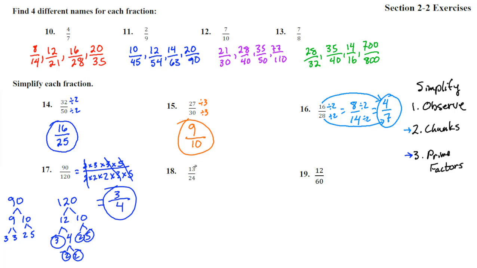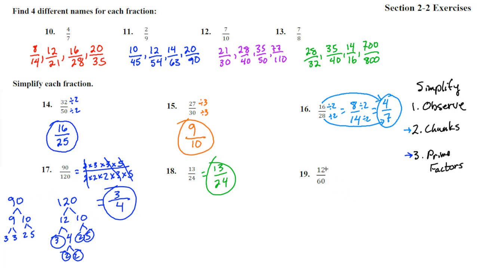13/24. Let me see what goes into 13. That's a prime number, 1 and 13. That's all we got. And 24, let me see, does 13 go into that? Nope, you have a 2 and a 4 and a 6 and a 3, and 3 times 8. So no, that one's just 13/24. We cannot simplify that anymore.